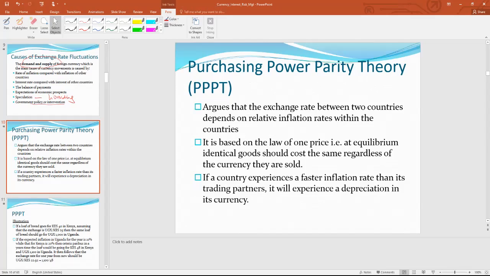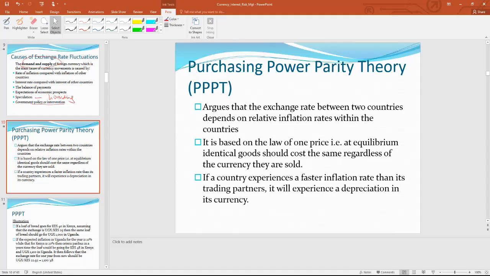Those countries that experience a higher rate of inflation will see their future spot rate, their currency, depreciating in value. Why? Because no one demands their currency. If I invest in a country and my money is lost because of inflation, why do I want to invest in that country? So no one demands that currency, and you have a scenario where the currency will be depreciating in value. That's as per the purchasing power theory.